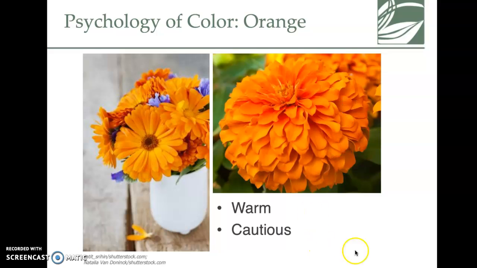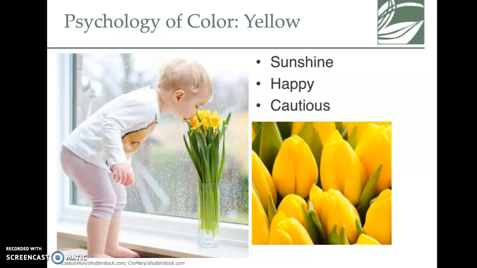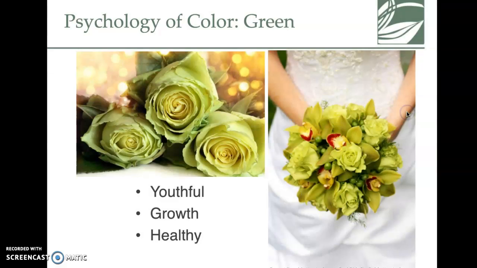When you look at orange, people think of it as a warm color. It could be also considered cautious. Think of like your cones on the side of the road that are kind of a warning, like, hey, don't drive here. That's that whole caution piece. Yellow, think of happy, sunshine. Can also be another caution flag thing too. I always think of spring with yellow, just because daffodils and tulips, especially with these flowers on our screen, those are some of the first ones that come up in the spring.